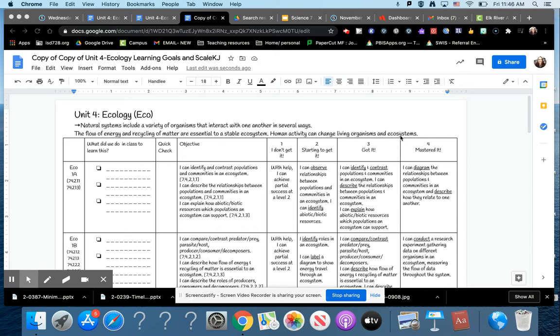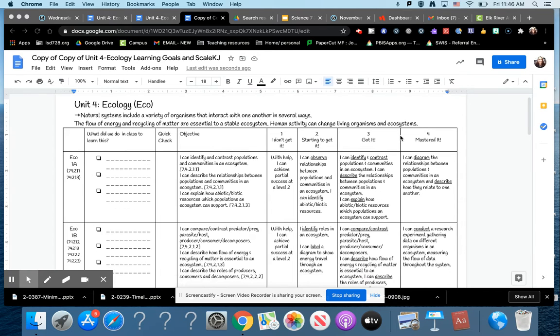Hi, seventh graders. After you make your copy of your Unit 4 Learning Goal and Scale, I always like to go up here and delete the "copy of," just because I like to. It's up to you though.